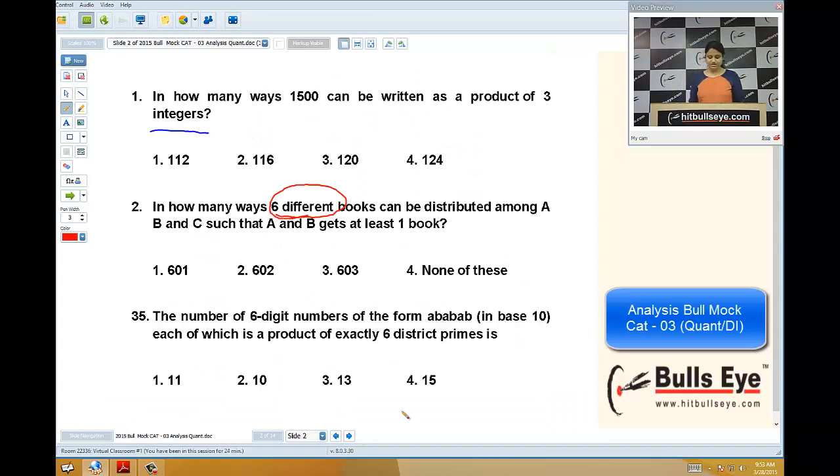Now I'm coming to question number 35. Very, very good question. See, it should be distinct, not district. It should be distinct. Yeah, any problem in this question?